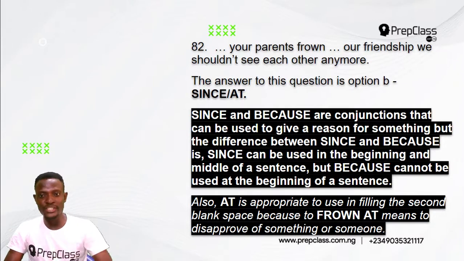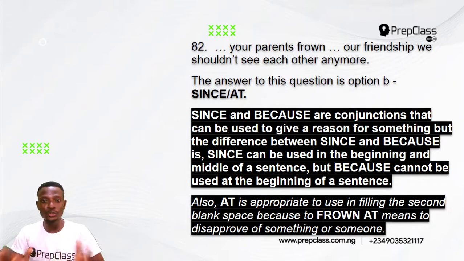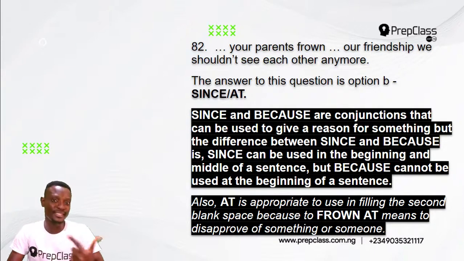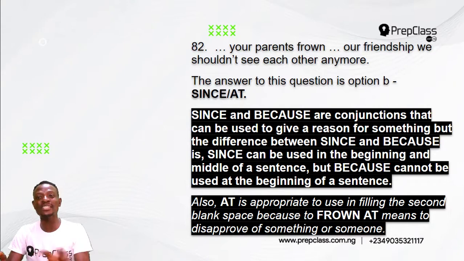The answer to this question is option B. Since your parents frown at our friendship, we shouldn't see each other anymore. Since and because are conjunctions that can be used to give a reason for something. But the difference between since and because is, since can be used in the beginning and middle of a sentence, like we have in this sentence. Since your parents frown at our friendship, we shouldn't see each other anymore.